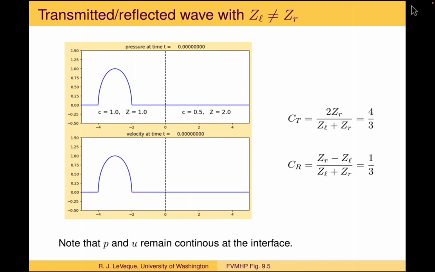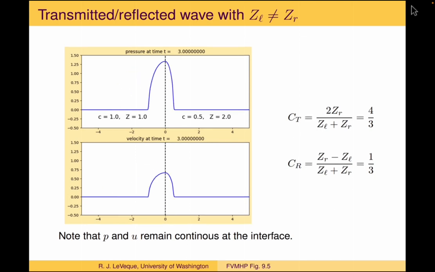So that means the transmitted wave will actually have larger amplitude than the incident wave in pressure, and the reflected wave will also have a positive pressure that's 1/3 as tall as the incident pressure. And again, P and U remain continuous at the interface. So as the wave hits, we get both the transmitted and the reflected wave in this case. And the transmitted wave is higher than the original wave, but compressed again by the decrease in sound speed. The reflected wave is 1/3 the amplitude of the original wave.